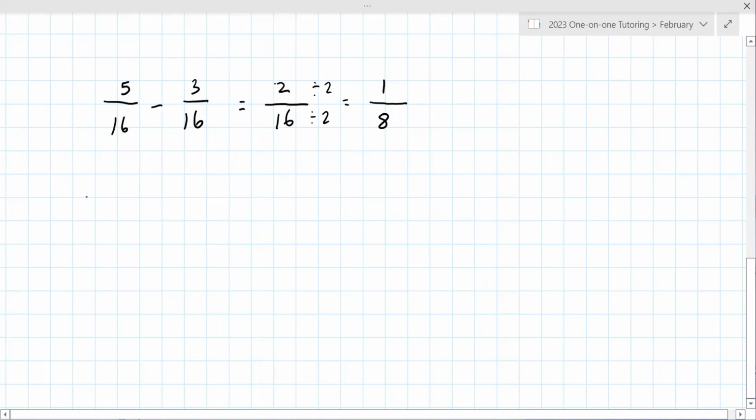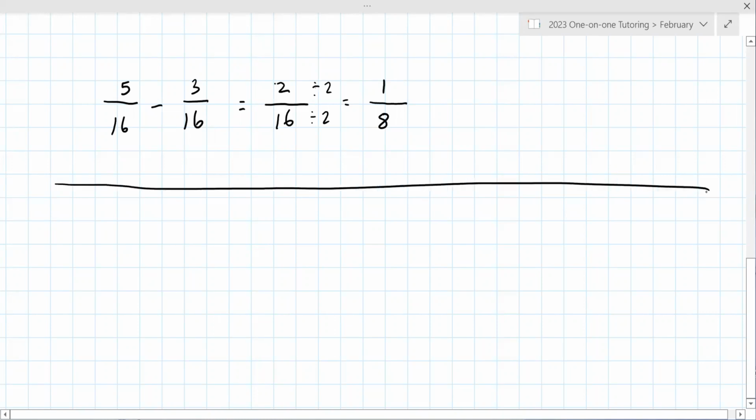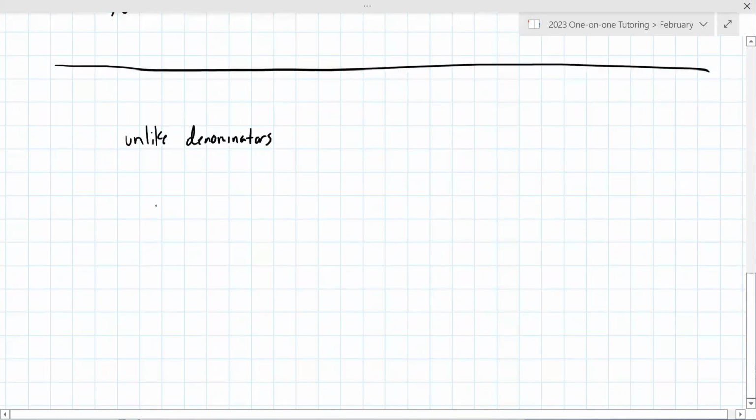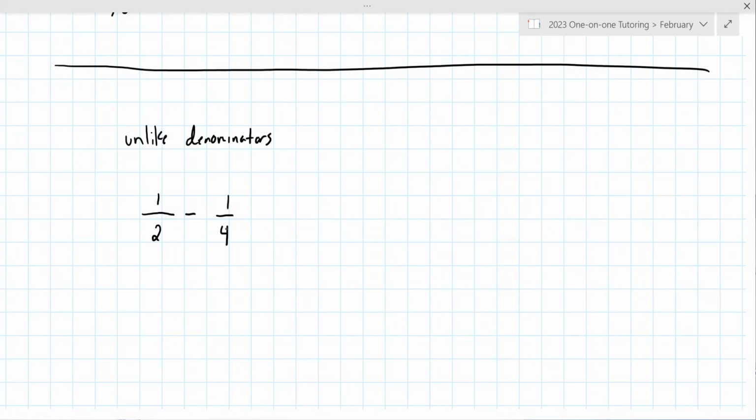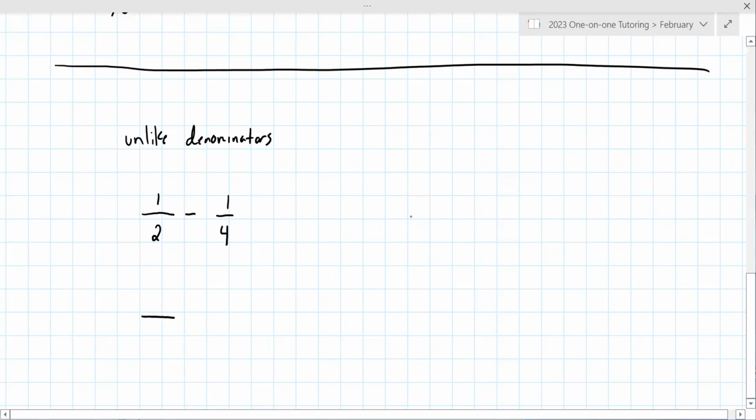Okay. So now we've been avoiding talking about fractions with unlike denominators. So these are problems where the bottoms are different. So for example, 1/2 minus 1/4. And this is the situation where the bottoms have to be made the same. Okay. But 2 goes into 4. So you look from the smaller to the larger.